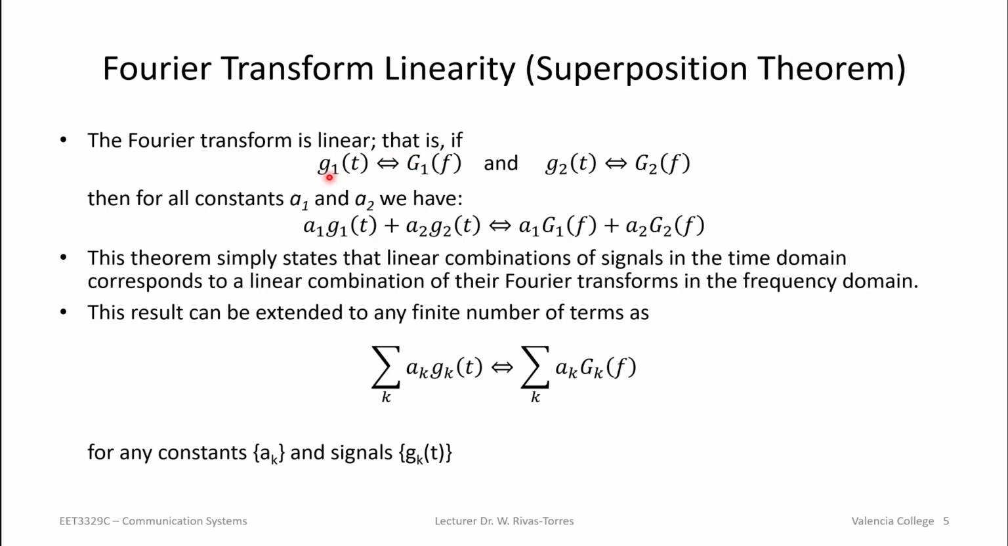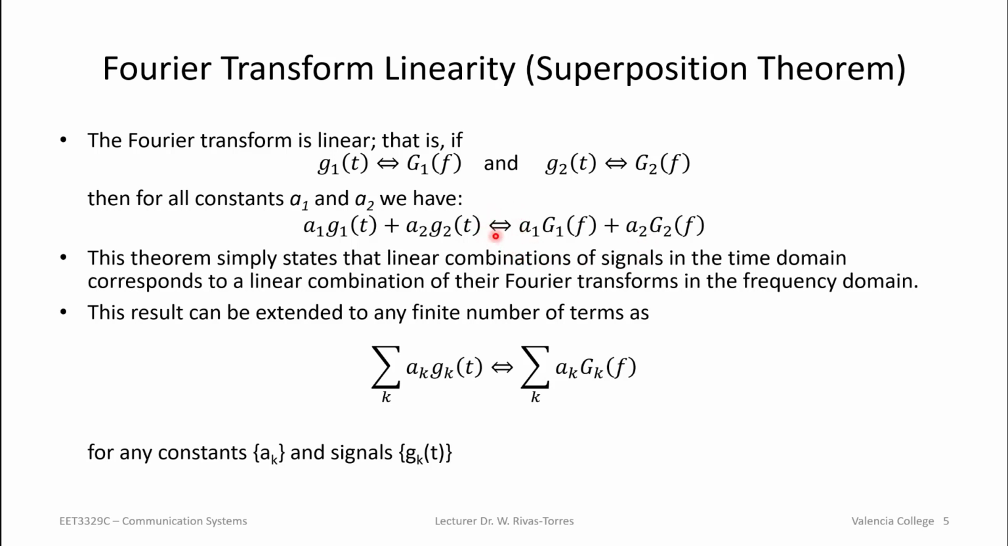Therefore, if g1(t) has a Fourier transform capital G1(f), and g2(t) has a Fourier transform G2(f), then for all constants a1 and a2, if you add the two signals multiplied by the constants in the time domain, and I want to determine the Fourier transform, it's the same as adding their two Fourier transforms multiplied by the same constants.